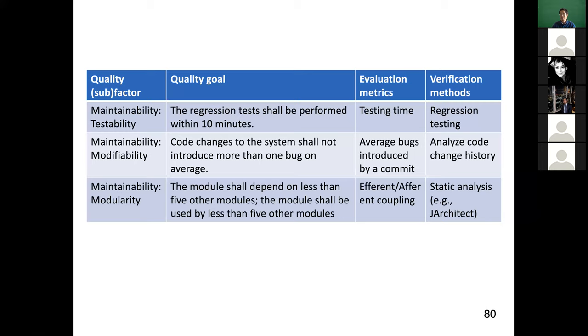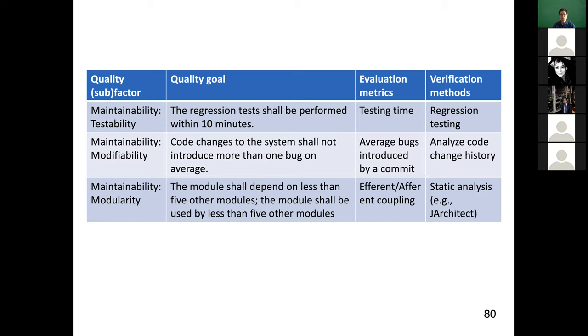How can you evaluate? You cannot run testing to find it. So here we need to use code analysis tools. Here we can use some static analysis tools, such as JArchitect. This tool can help you analyze the static metrics, right? For example, there are two metrics mentioned here, lines of code and complexity of the code. Okay, this is the verification method.